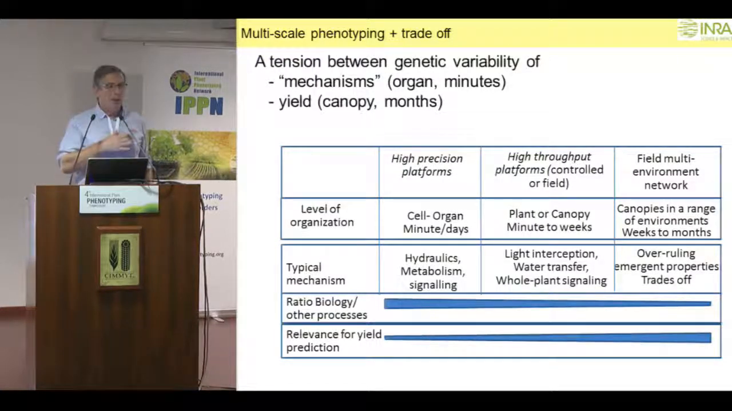So there have been plenty of reviews claiming that it's great to be here because we have a good ratio of biology to other processes. Don't ask me how I calculate that, but I think it's intuitive. So we can have biological mechanisms here and more difficulty here. And the relevance for field is good here and quite bad here. So we can talk for the rest of the day whether it's better to have one or another.